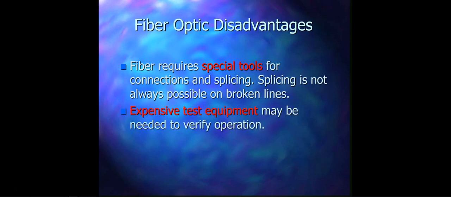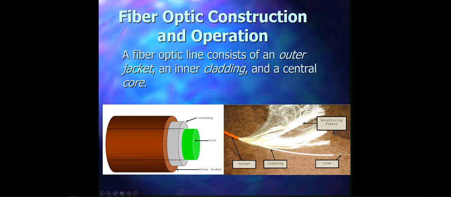Now next, expensive test equipment may be needed to verify operation. In fiber optics, it is impossible to measure the performance without specialized optical test equipment, and all the equipment used for fiber optics is very expensive. So these are the two disadvantages of fiber optics. Now next we have fiber optic construction and its operation.